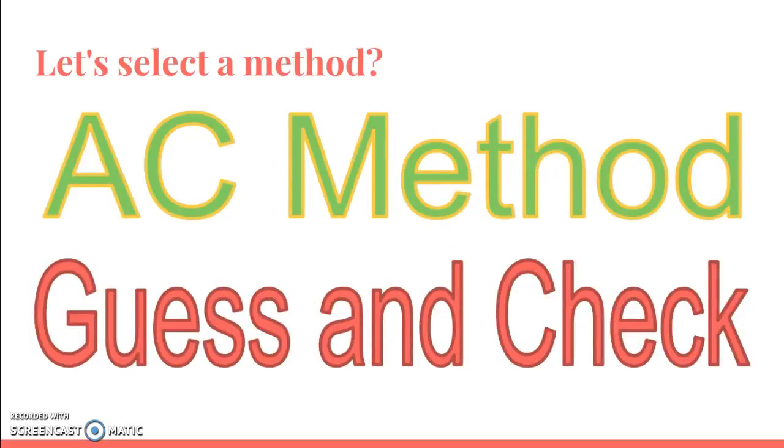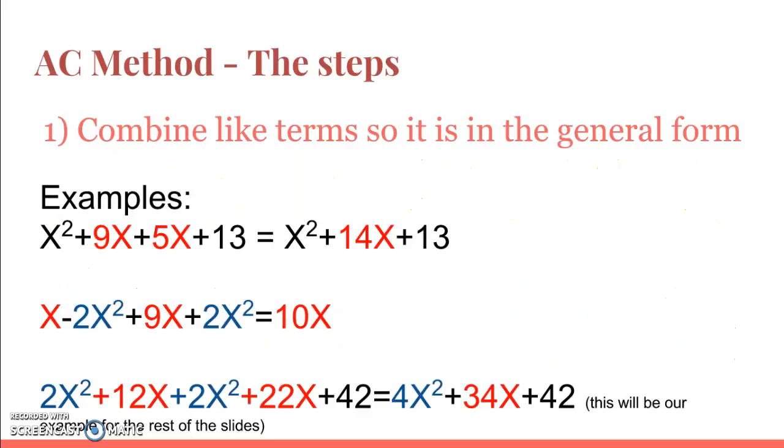So today we're going to learn two different methods of factoring. We have the AC method and the guess and check. For the AC method and the guess and check, ultimately, the first thing we want to do is combine any like terms that we have and make sure it's in general form.